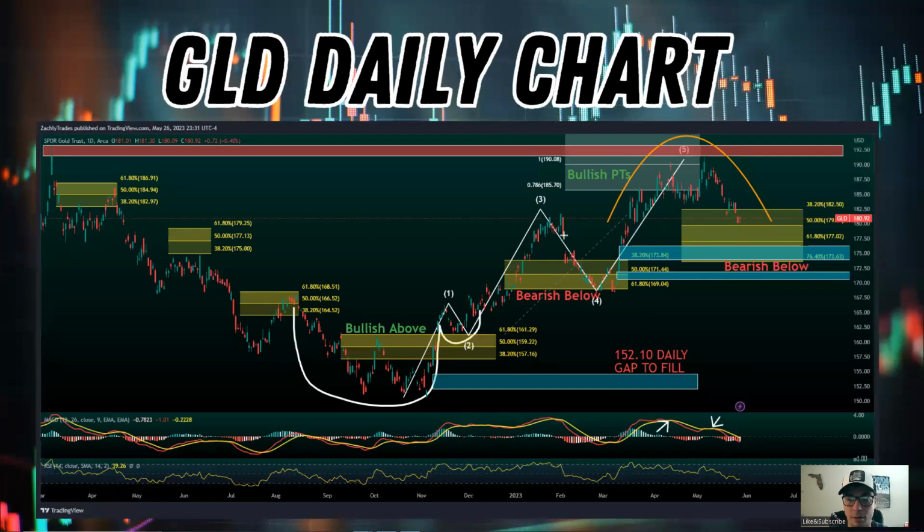You can see over here when we gapped down and we had this big gap up to fill, we did end up coming back and filling that gap within a relatively short time, about 2 months. Just a quick example. And then we have this big gap all the way down here to about 152.10. But ultimately, we're not really going to be bearish until we're below 173.63 on the GLD chart.